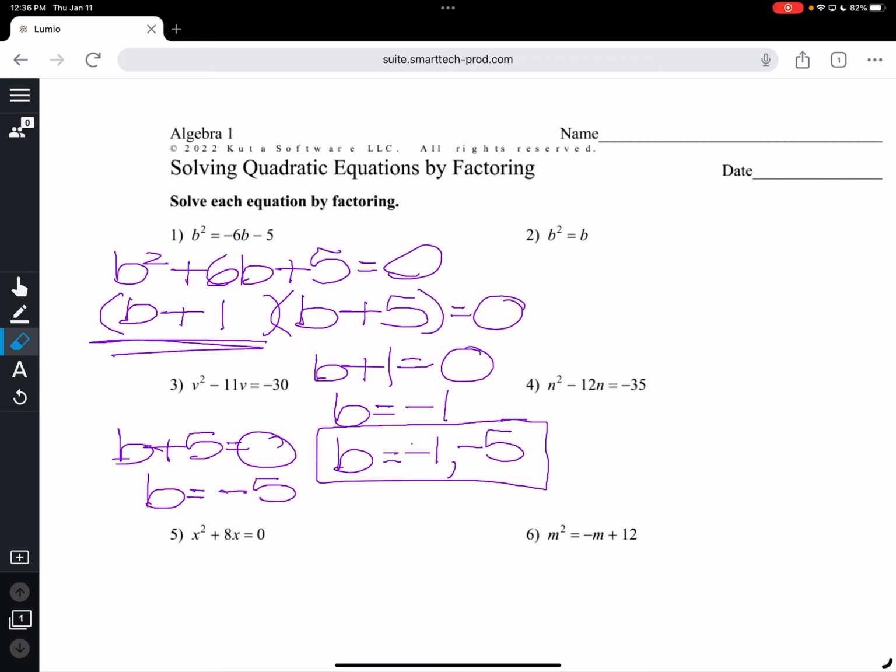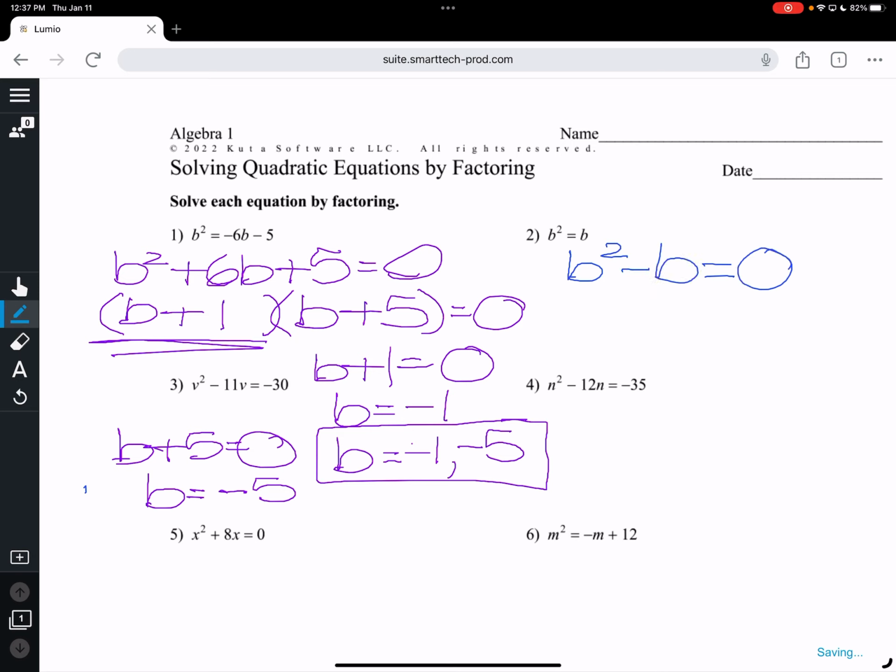We're on number 2. So we've got to isolate. There is no constant, in other words, a number without a variable. So we're going to have b squared. What's next? Move the b over and that equals 0. But when we move the b over, what does it become? Negative. So we moved the b over to the left.